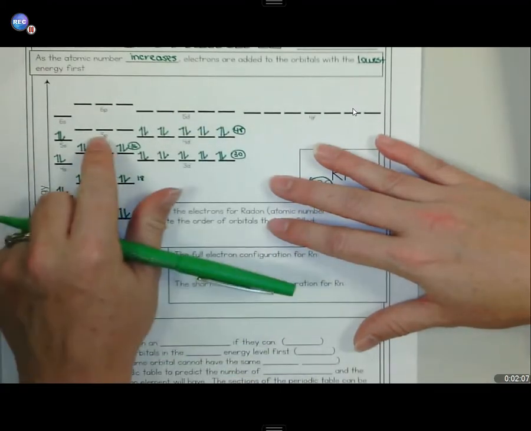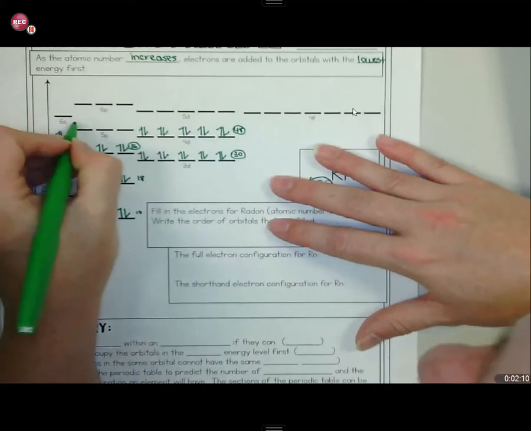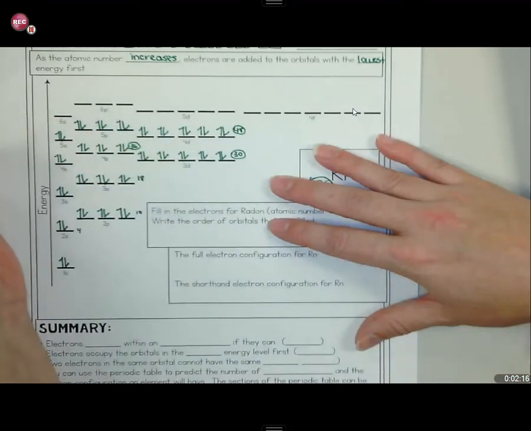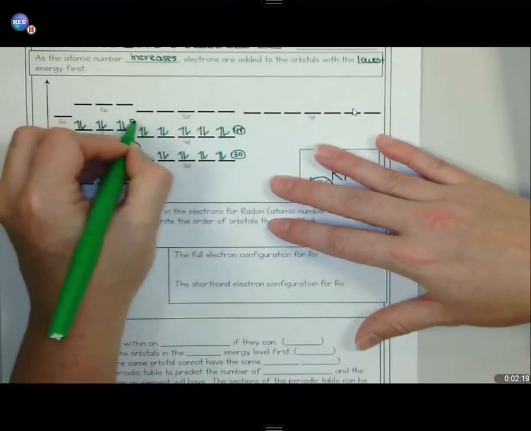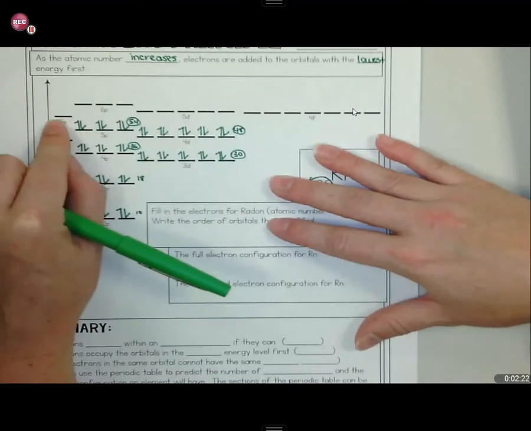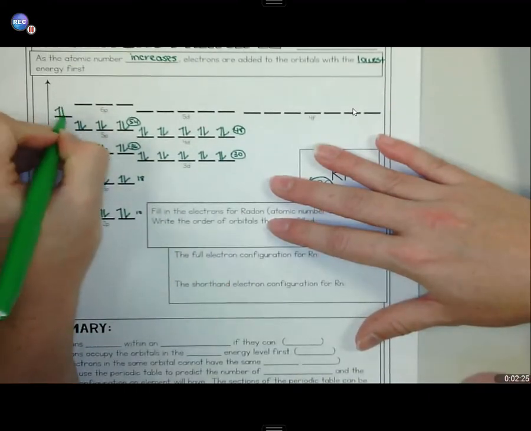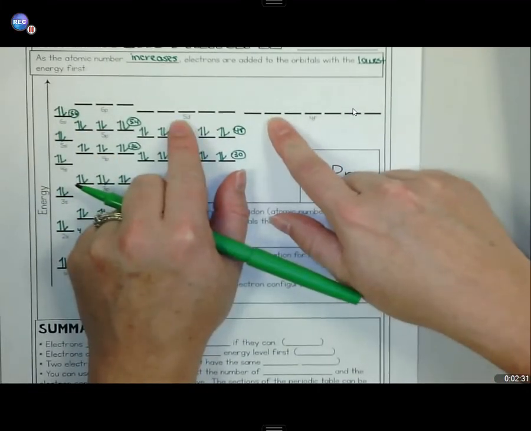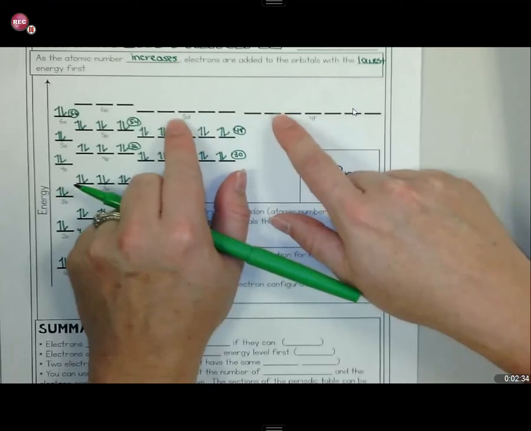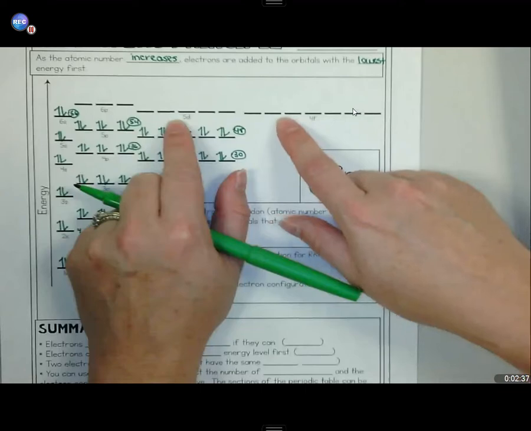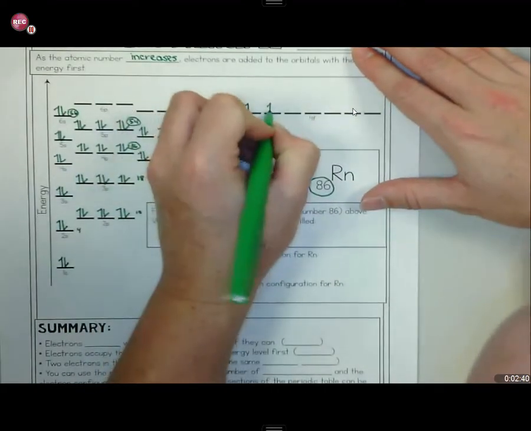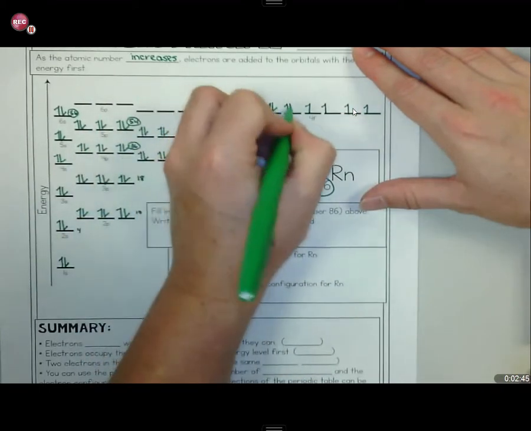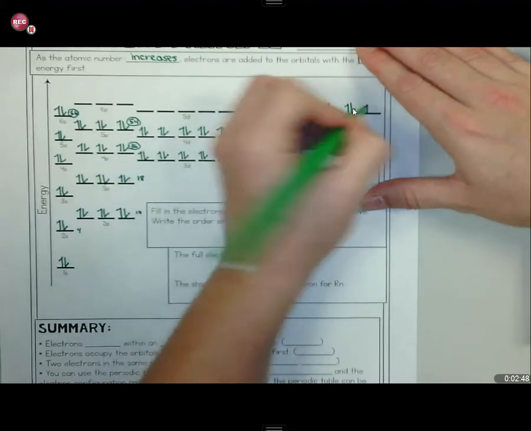Okay. Now we have 5p. 49, 50, 51, 52, 53, 54. So this is 54. Now we have to go 6s. That's the next low energy level. 55, 56. Okay, right here. And then if you look, you have D and F. Sometimes these two are hard to tell the difference between, but F has lower energy than D, just by a little bit. So 57, 58, 59, 60, 61, 62, 63, 64, 65, 66, 67, 68, 69, 70.